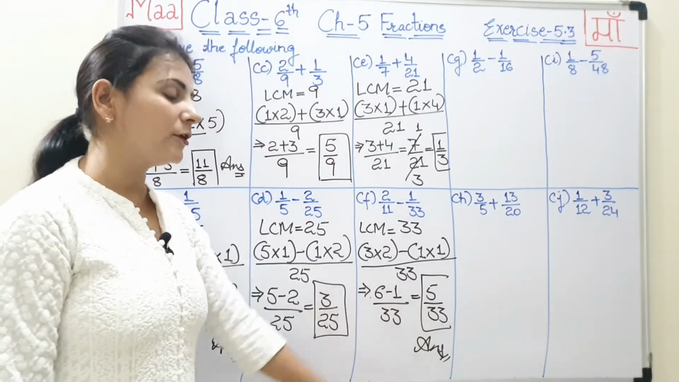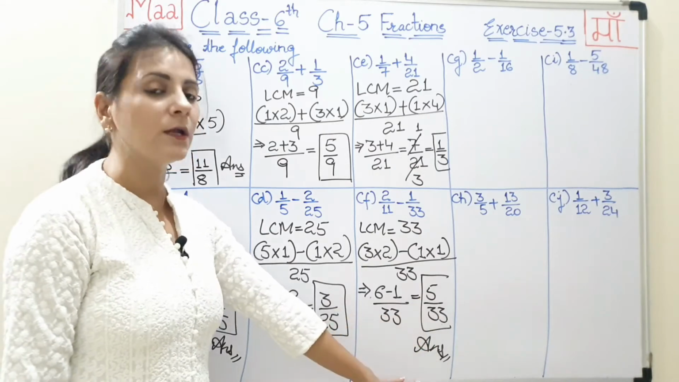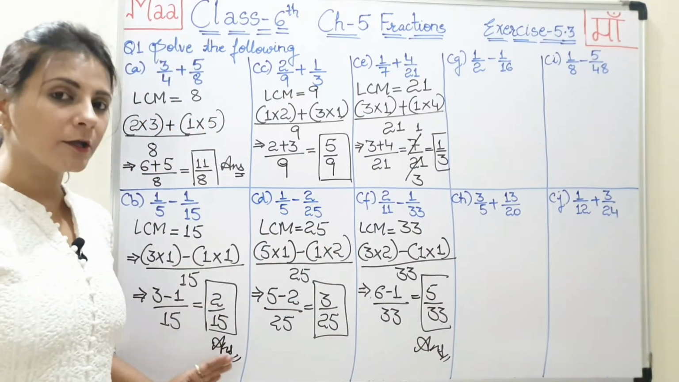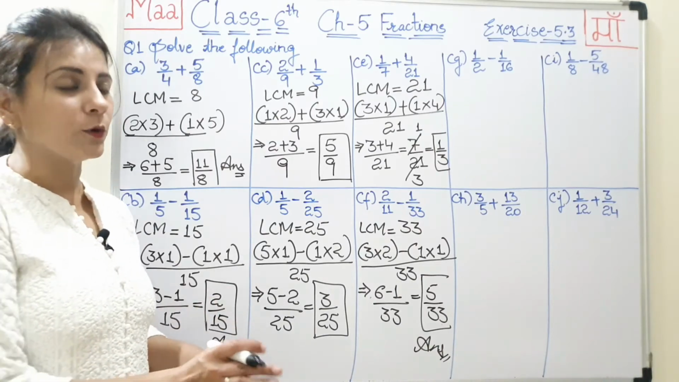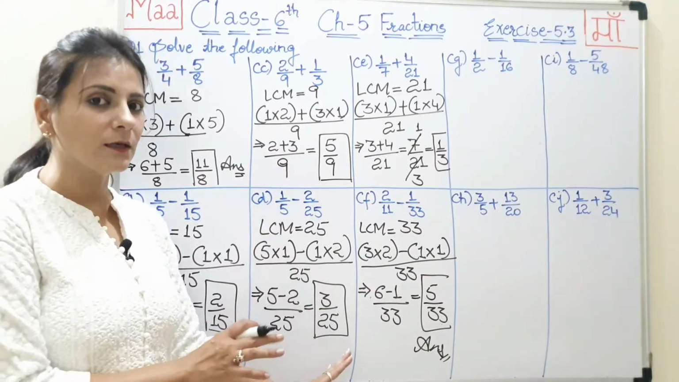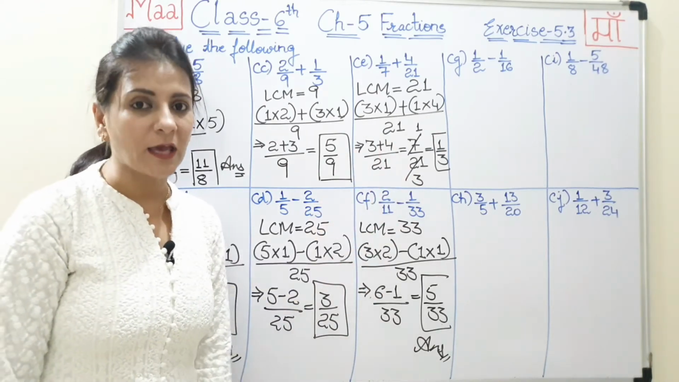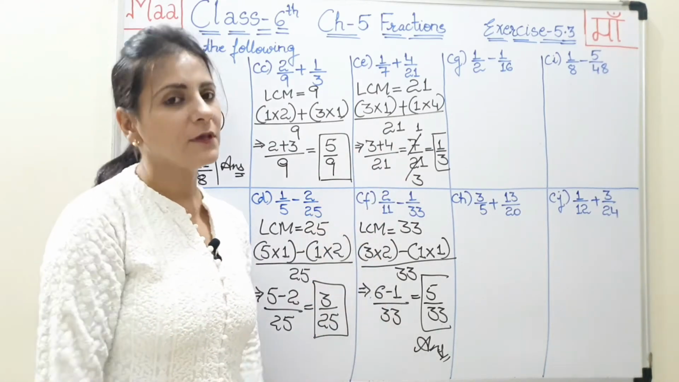आप देख सकते हो 5 और 33 कैंसिल नहीं हो रहे हैं, so this will only be the answer. और previous parts के अंदर भी जो भी numerator और denominator आए थे वो कोई भी cancel नहीं हो रहे थे. इसी वजह से हमने जो answer आया था वही note down किया था. But part E में numerator denominator cancel हो रहे थे, that's why we have cancelled it.